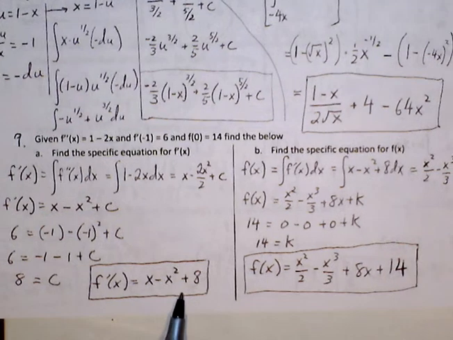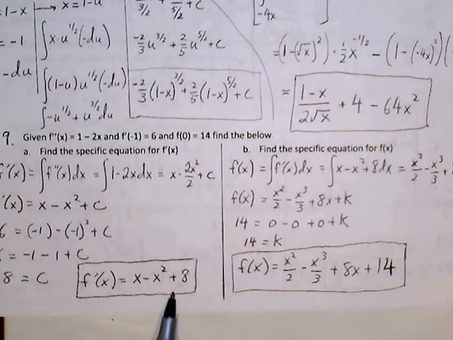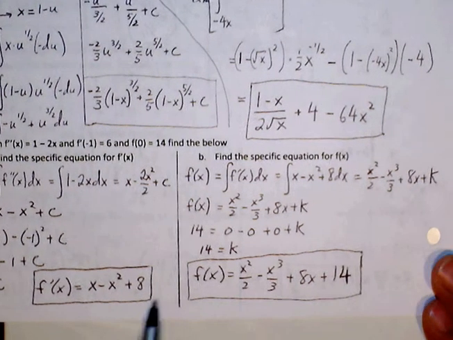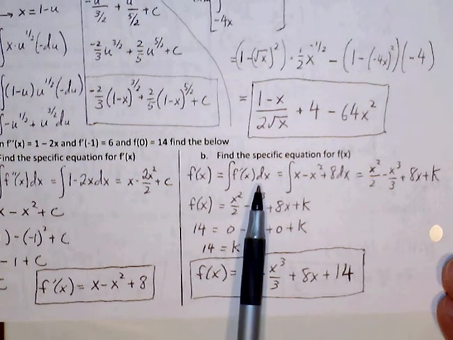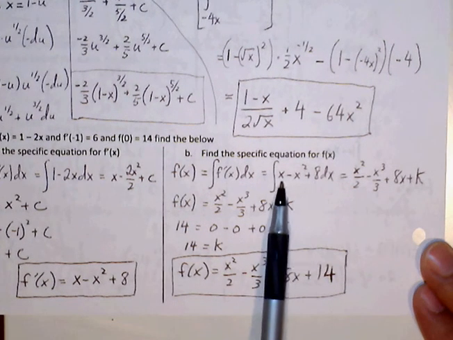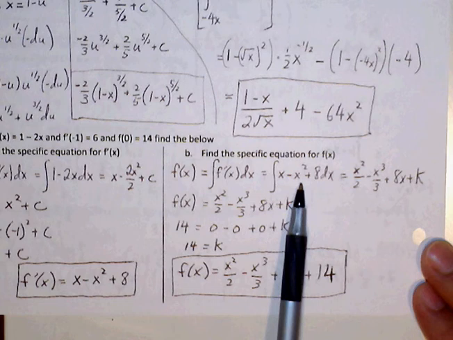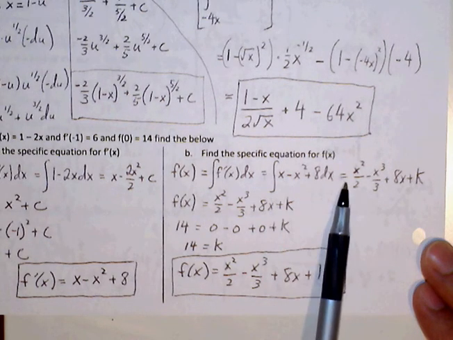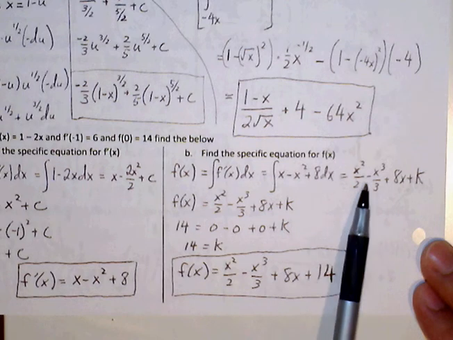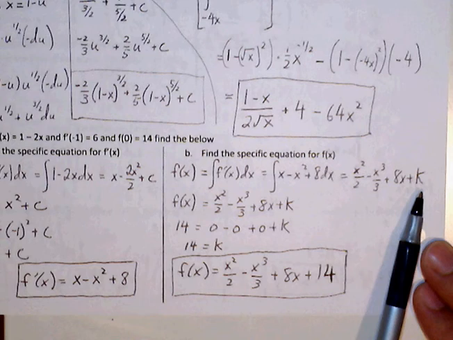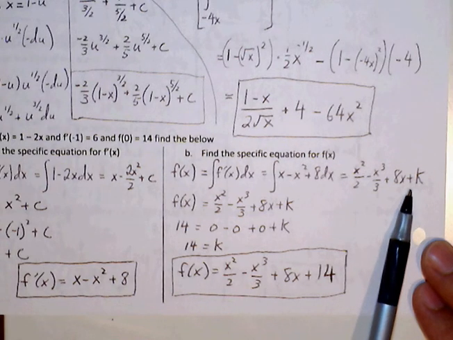Okay, part B, find the specific equation for f of x. So we take the integral once again. Integral of x minus x squared plus 8. This is our specific f prime function. So x becomes x squared over 2. We're applying the power rule here. x squared becomes x cubed over 3. 8 becomes 8x. And then we're also going to be producing a constant of integration being plus k.